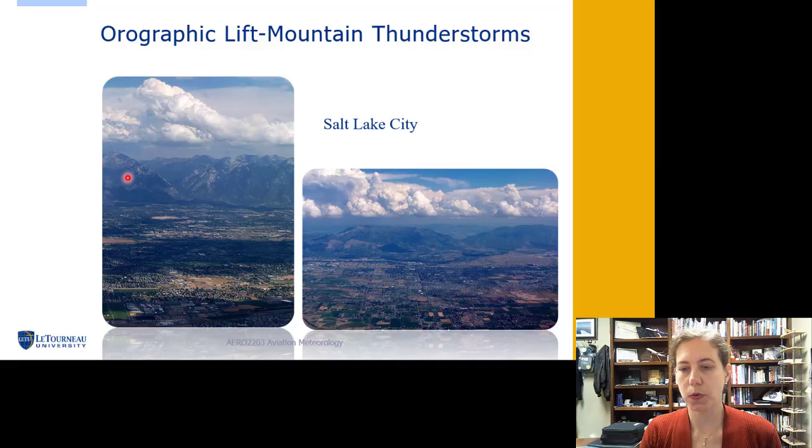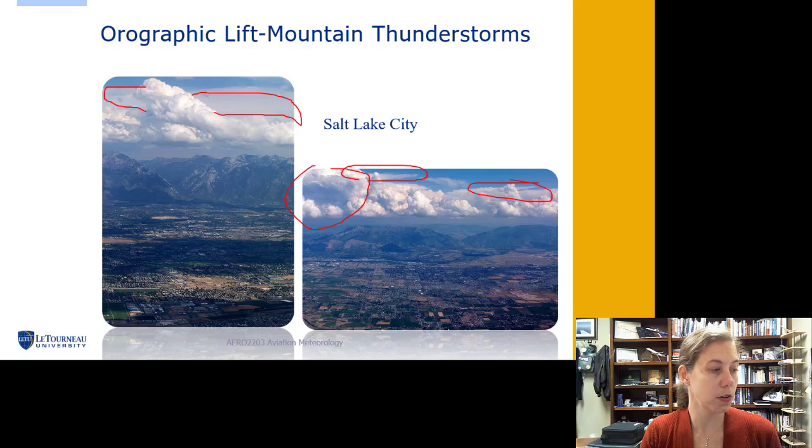That air gets forced aloft, and we can see in the background of this picture here, it looks like some thunderstorms have formed in the distance, and you can kind of see them. I think there's another one that's forming up here, maybe some anvil cloud tops over here, that we can expect to see from this type of lifting called orographic lift.